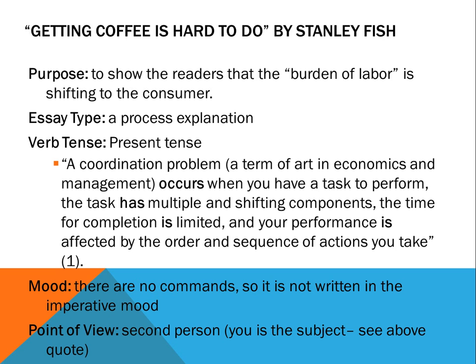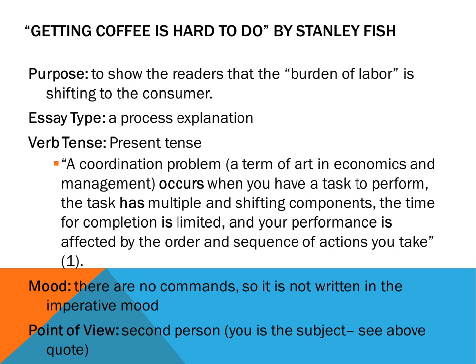All right, so he begins the essay talking about the general problems of coordination. So I'm going to read the first paragraph here and you can follow along. A coordination problem, a term of art in economics and management, occurs when you have a task to perform. The task has multiple and shifting components. The time for completion is limited, and your performance is affected by the order and sequence of the actions you take. The trick is to manage it so the components don't bump into each other in ways that produce confusion, frustration, and inefficiency.